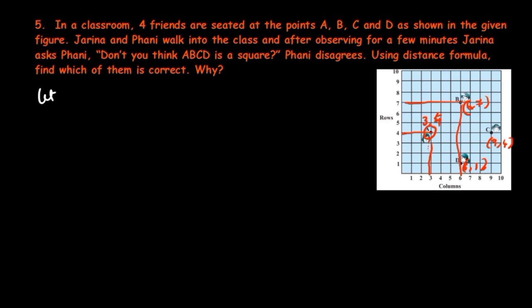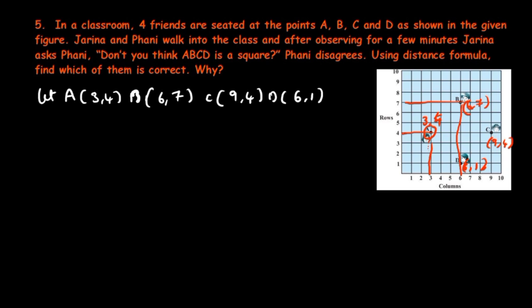So let A be 3 comma 4, B is 6 comma 7, C is 9 comma 4, and D is 6 comma 1. So ABCD are the 4 points here. Now we should find the distances, because we need to check for a square. Just observe what I'm joining here. When we join these vertices, if it is a square, the four sides are equal and its diagonals are also equal. So we have to prove the four sides are equal and the diagonals are equal, then it is a square.